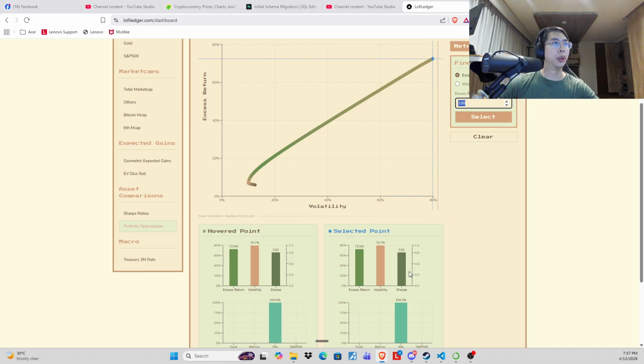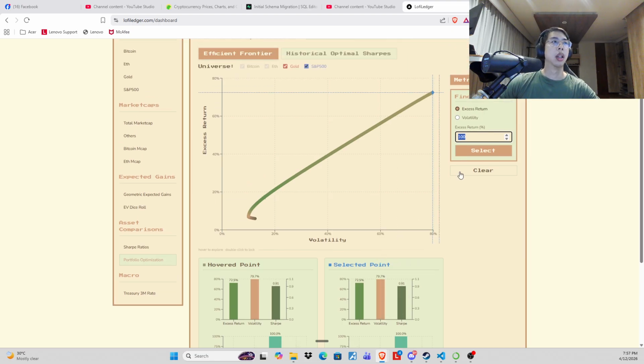But if you do go 100% ETH, you would have a 72% year on year return, but you would also get like an 80% volatility. So your volatility is even higher than your return. So the ratio, the thing I was saying a while ago, is 0.9. And I don't know if that's what you want, right? Are you willing to stomach an 80% volatility?